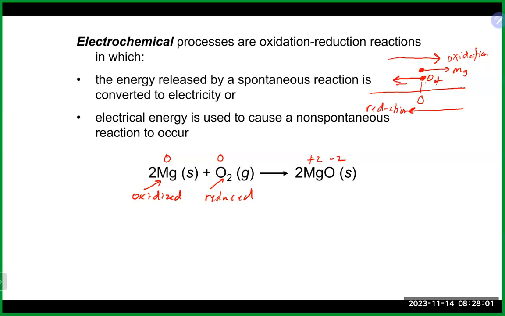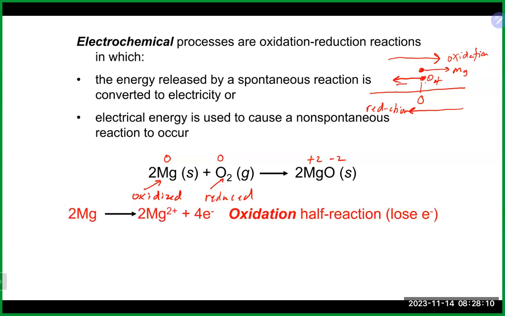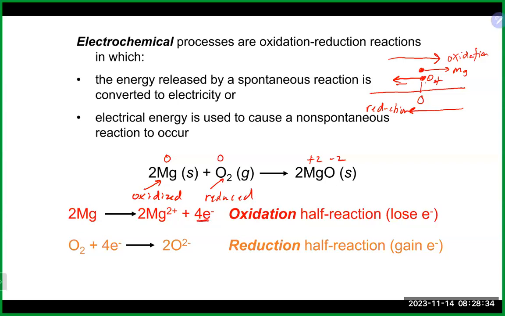So we could take this reaction here and we see that the magnesium is sending those electrons over to the oxygen. And we can write two half reactions for this reaction. Half reactions show the oxidation reaction that's taking place and also the reduction reaction. Here we have our magnesium making magnesium with a +2 charge and losing 4 electrons, and that is our oxidation half reaction. By the way, when it's the oxidation half reaction, the electrons should always find themselves on the product side.